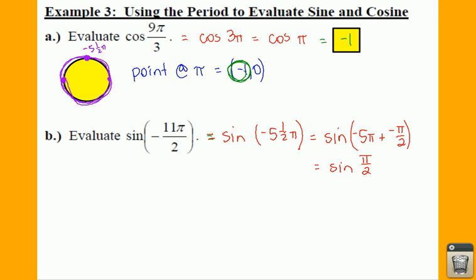So if we want to find the point at pi over 2, we only really want our y value, but the ordered pair there is (0, 1). We only want the y value. So the sine at pi over 2 is 1.